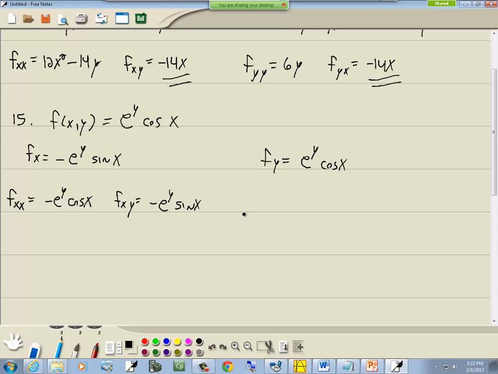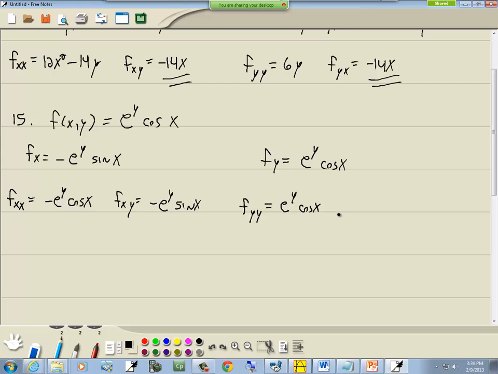Now we're going to take the partial of this with respect to x. Again, e to the y is a constant, so it stays there. The derivative of cosine is, actually I did that backwards, didn't I? It was the last time I did with respect to y first. Let me do that. Okay, cosine x is a constant, so that stays there. The derivative of e to the y is e to the y, so this just becomes e to the y cosine x.